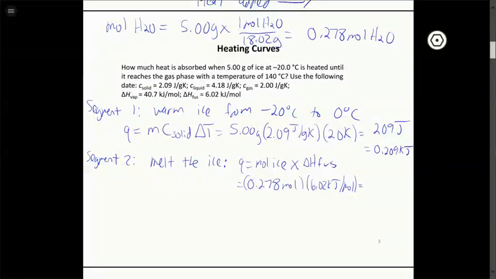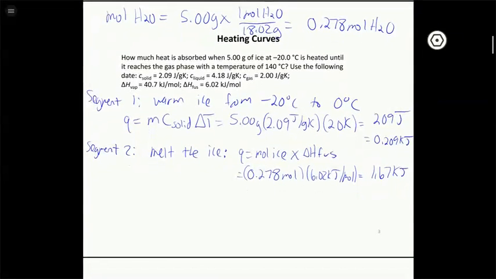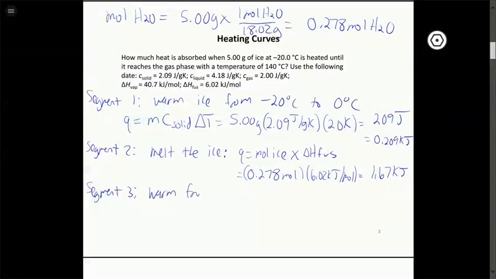So that's going to give us 1.67 kilojoules. All right, so it requires 1.67 kilojoules of heat to melt 5 grams. That's our second segment. And then we just keep going through the rest. So segment 3, now we're in liquid water at 0 degrees Celsius, and we're going to warm that from 0 degrees Celsius to 100, which is the next phase change temperature.